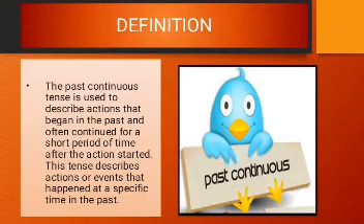What is past continuous tense? The past continuous tense is used to describe actions that began in the past and often continued for a short period of time after the action started. This tense describes actions or events that happened at a specific time in the past.